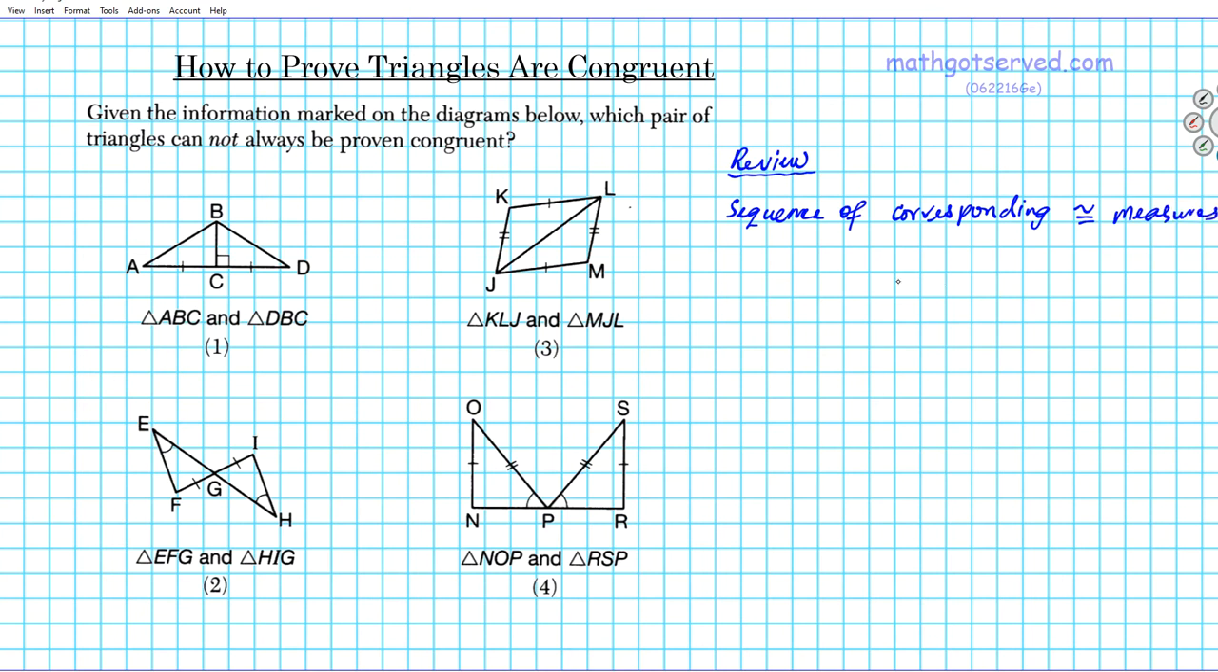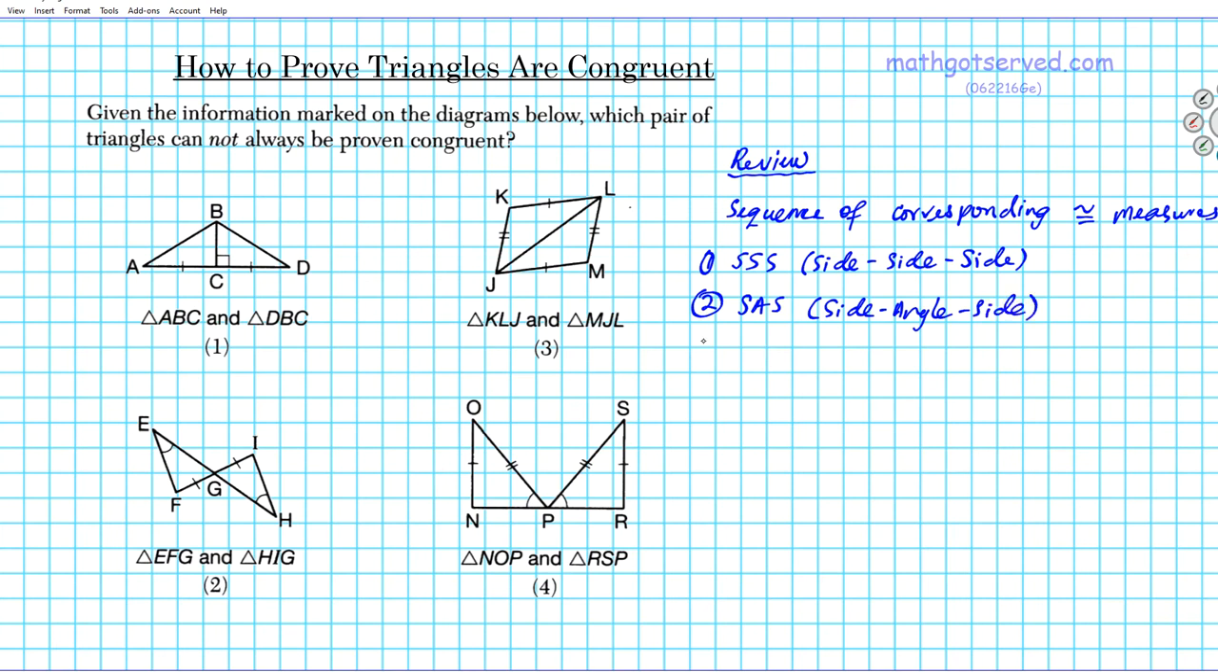If you want to show that two triangles are congruent, you can use side, side, side, SSS, basically meaning that all three sides of a triangle are congruent to all three sides of another triangle. And then you can use side, angle, side, SAS. Don't forget the angle has to be the included angle. The angle has to be between those two sides.